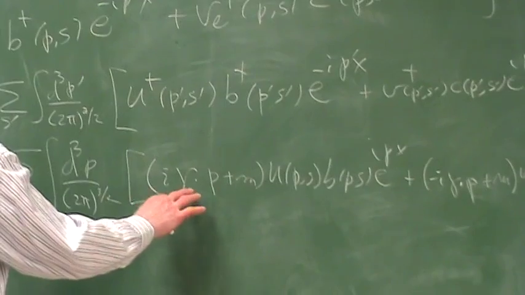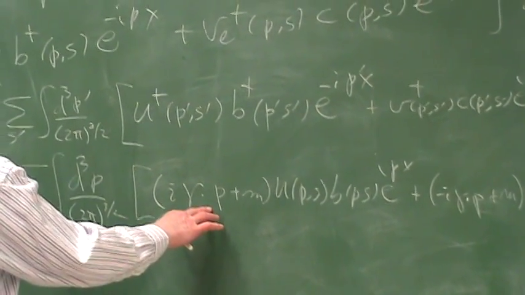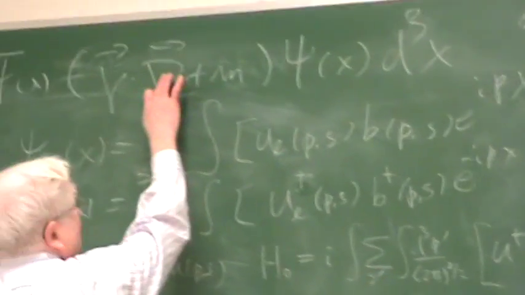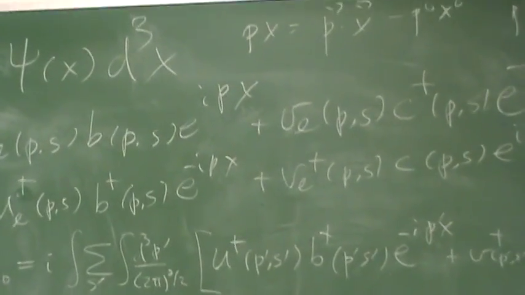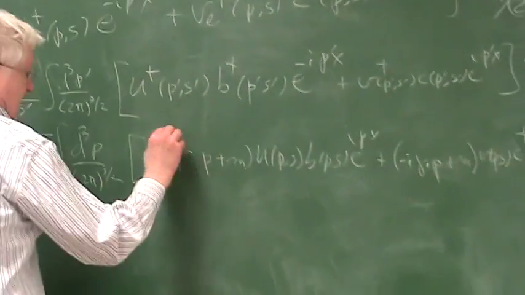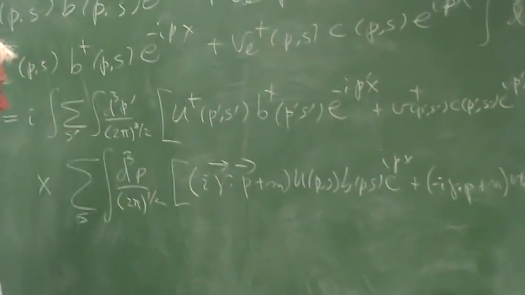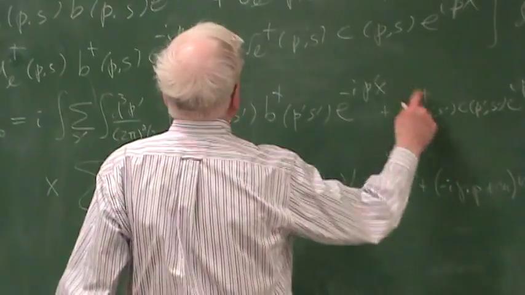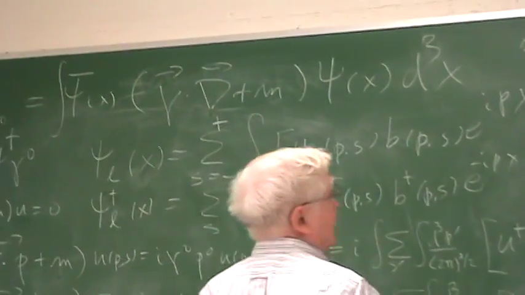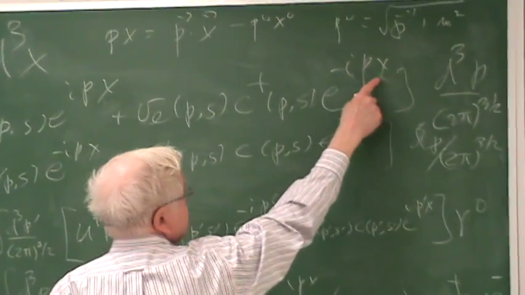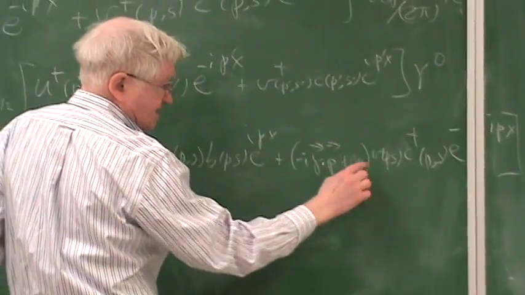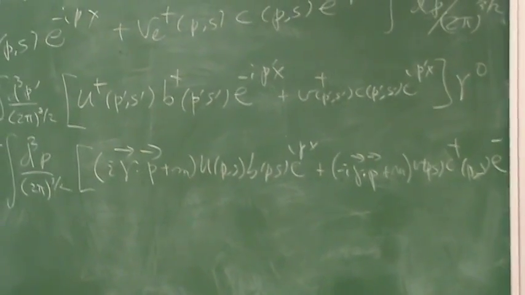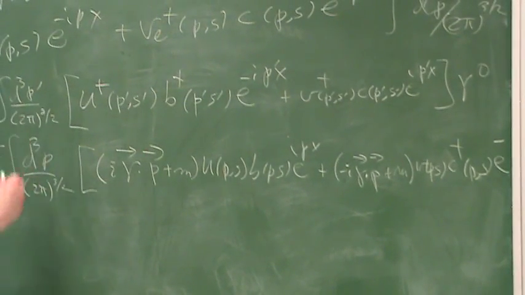Anyway, how did this get to be i gamma dot p? Well, when gamma dot grad hits e to the i p x, the grad turns into an i p, so it's i gamma dot p vector. But over here, when the gamma dot grad hits this part, it hits a minus i p x, so this brings down a minus i gamma dot p plus m. And the two pi's in these direct things are 2 pi to the minus 3 halves.